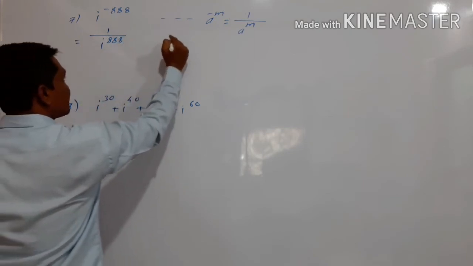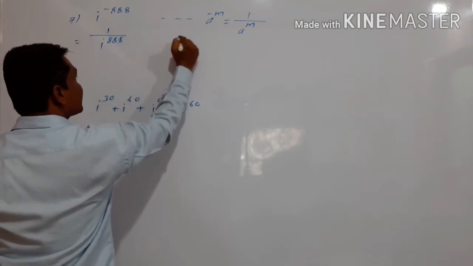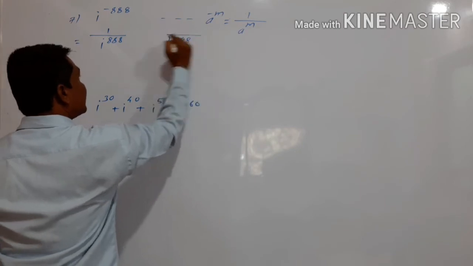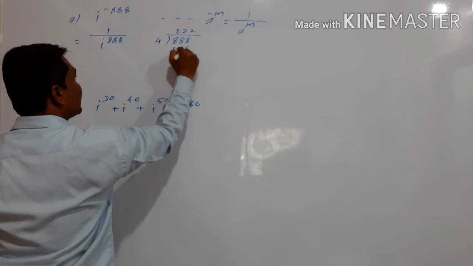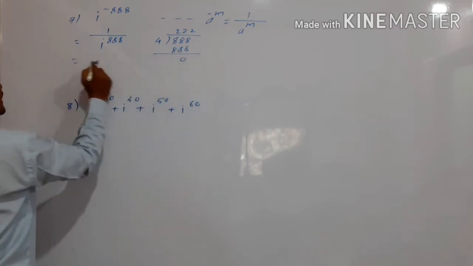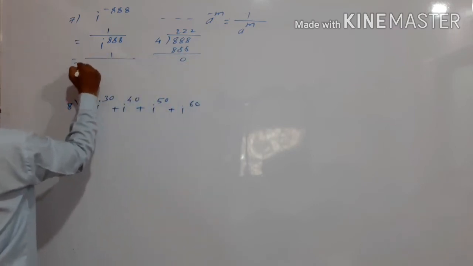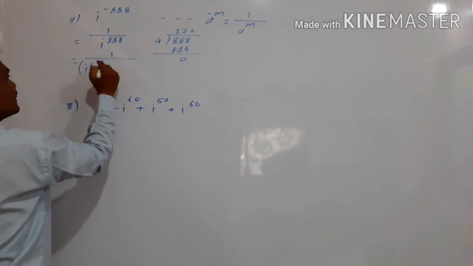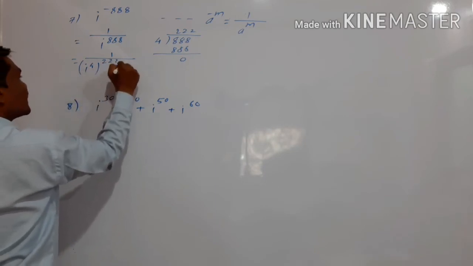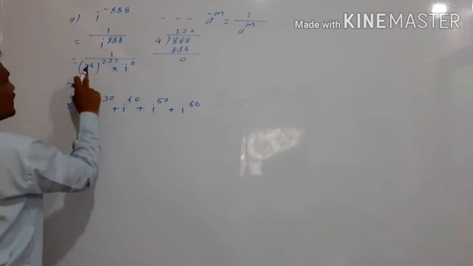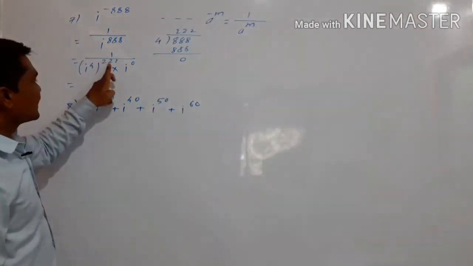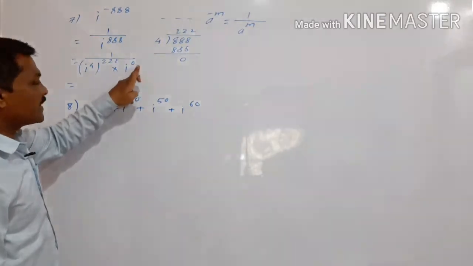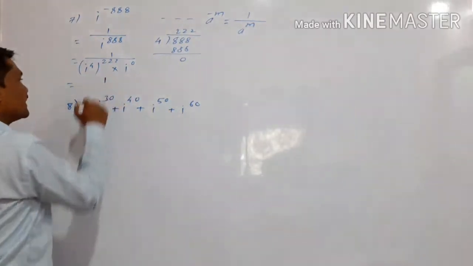As in the class problem, the index is 888, and we divide by 4, which gives 222, remainder 0. That is equal to 1 upon I raised to 4 raised to 222, but I raised to 0 is 1, I raised to 4 is 1, and 1 raised to something is 1, so the final answer is 1.